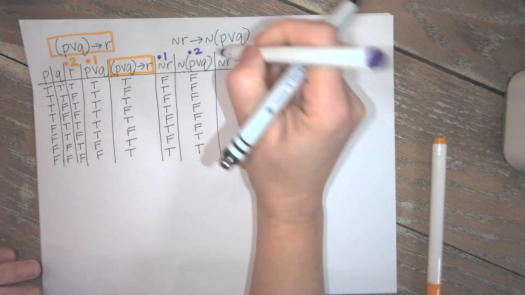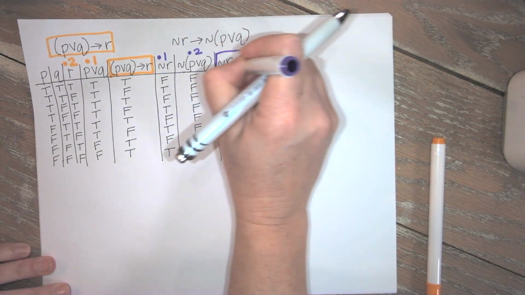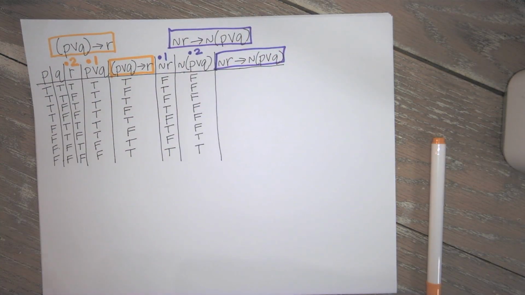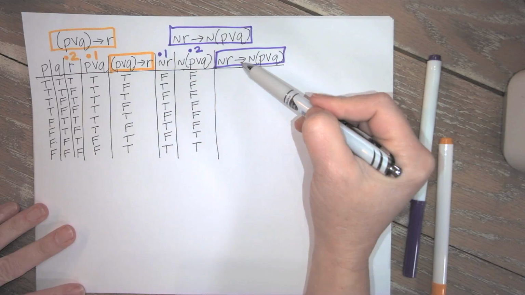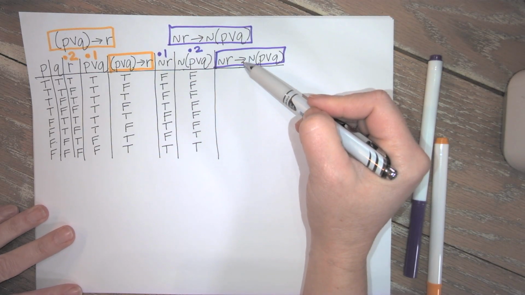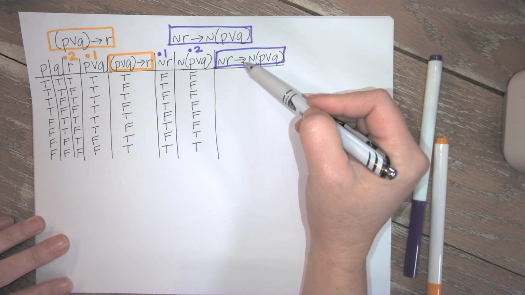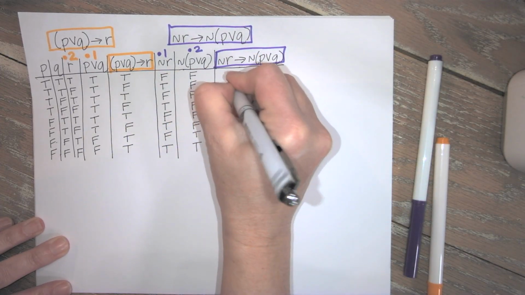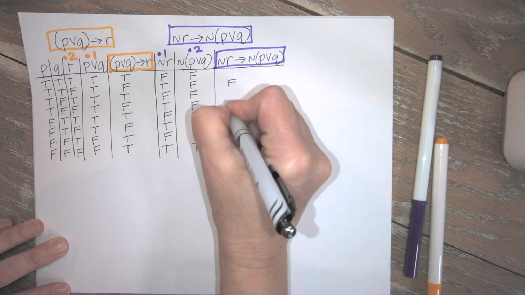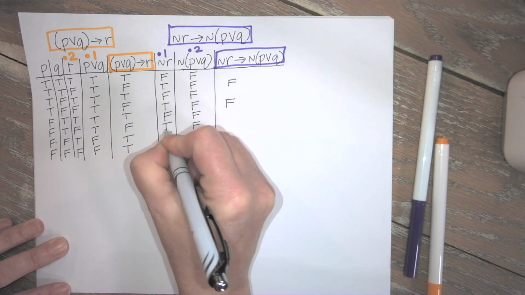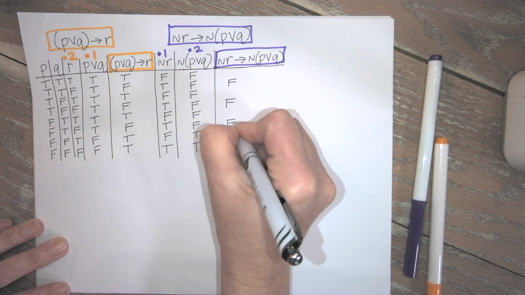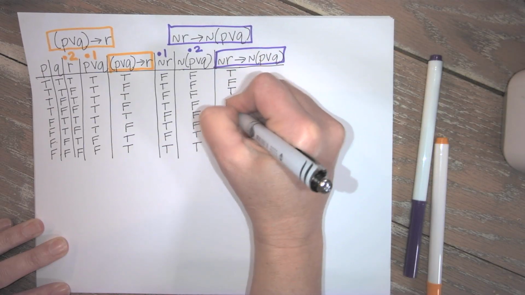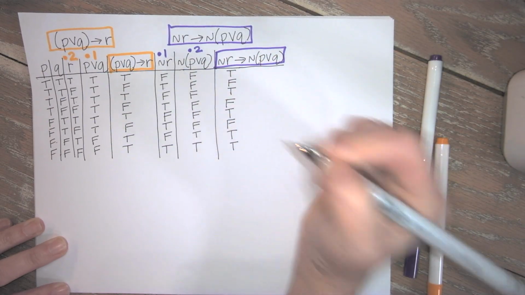To build the purple, which is this one. Okay, and it's a conditional, which is only false when it's true then false. So I'm going to go down and look for true then false. True then false, that one's going to be false. True then false, that one's going to be false. True then false, that one's going to be false. And that's all. So I know I can go back and fill in the rest with trues.